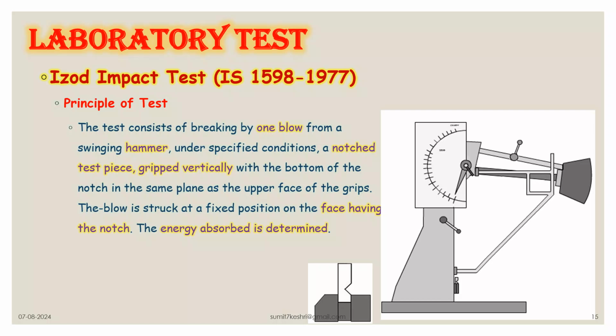The pendulum is raised to a desired height such that the shaft makes a right angle with the horizontal. It is supported in the starting position by a catch and can be released by a trigger. The mechanism is so designed that the pendulum is not disturbed when the catch is released. The energy required to break the test specimen is noted.